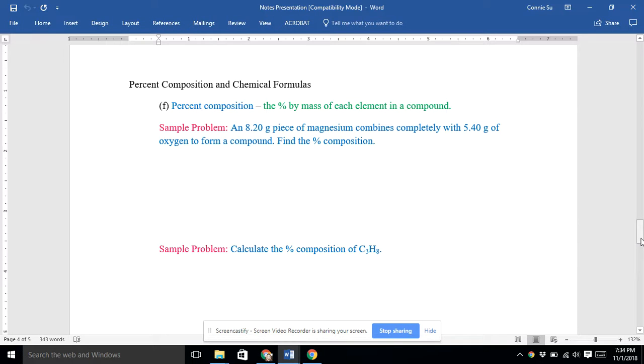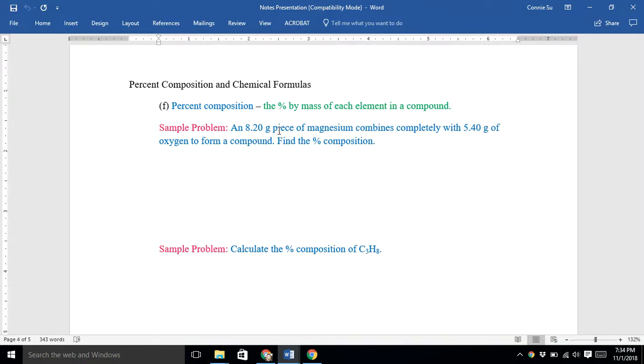Okay, so today we're going to talk about percent composition. This is a little bit further down your notes. If you can find the section where it says percent composition and chemical formulas, we're just going to talk about percent composition today. Here's the definition: it's the percent by mass of each element in a compound.